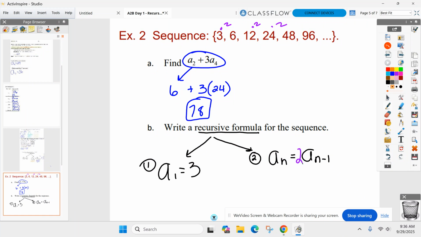Times 2? Either one is fine. Okay, either one is fine. Any term, previous term, this is how you do it. It's called a recursive formula.